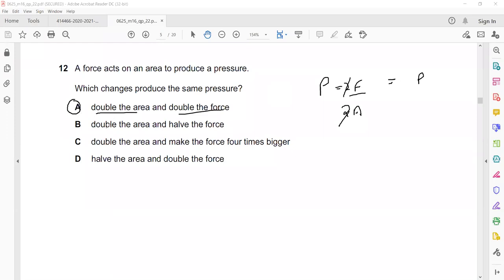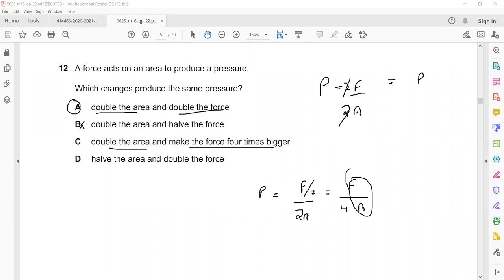But what happened in this one? What about option B? If we halve the force, the force becomes F by 2 and the area is doubled, 2A. So when I solve this, F by 2 divided by 2A, this will become F by A divided by 4, meaning a quarter of the original pressure. So this cannot be, A is the right answer.